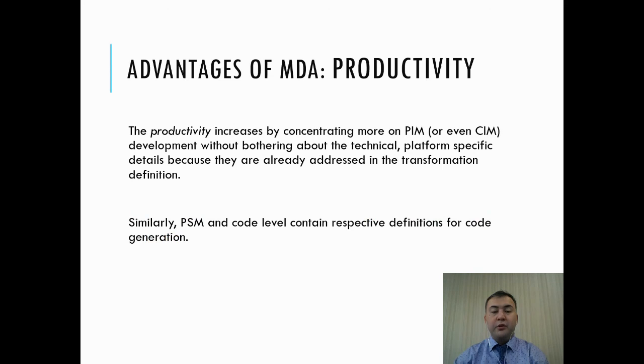Productivity increases by concentrating more on PIM or even CIM development without bothering about the technical platform-specific details, because they are already addressed in the transformation definition. Similarly, PSM and code level contain respective definitions for code generation. Therefore, developers will be able to shift their focus from coding to defining PIMs, thereby concentrating more on design issues and solving design-related problems, which will finally result in a system that fits better with the needs of the end users.